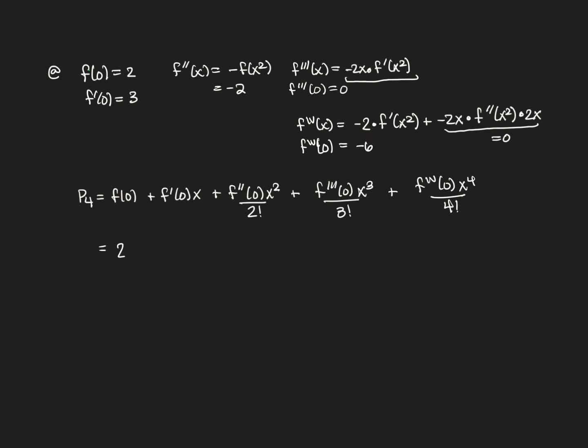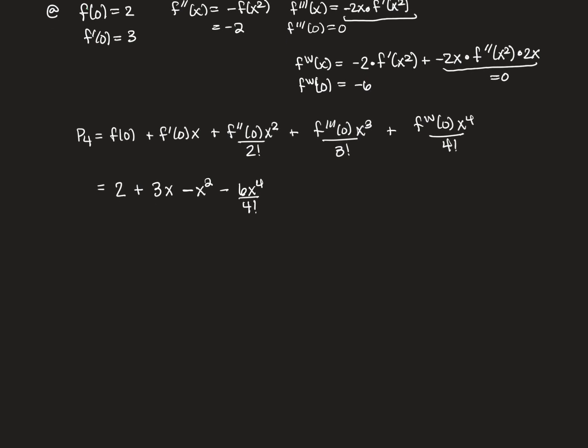F of 0 was 2. F prime of 0 is 3. The second derivative was negative 2, so it could be negative x squared because 2 divided by 2 factorial. The third derivative was 0, so I don't need to write the cubic term. My fourth derivative is negative 6, so minus 6x to the fourth over 4 factorial. So that was part A.